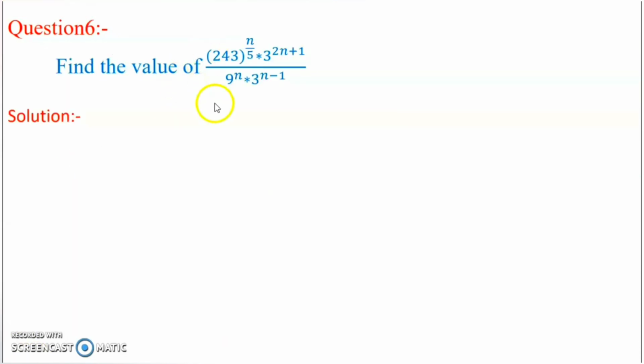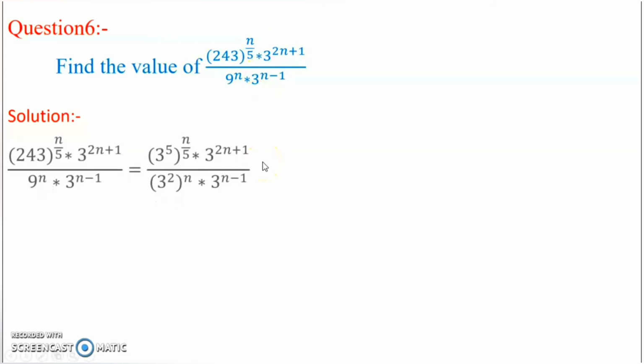Again, this is a problem of finding the value of a quantity, and you may think that this quantity contains the variable n over here, so it may be quite difficult. But again, like I have done in the previous problem, this is also a similar one. What you have to do is just use the laws of indices and try to get the simplified value. So I will just start.